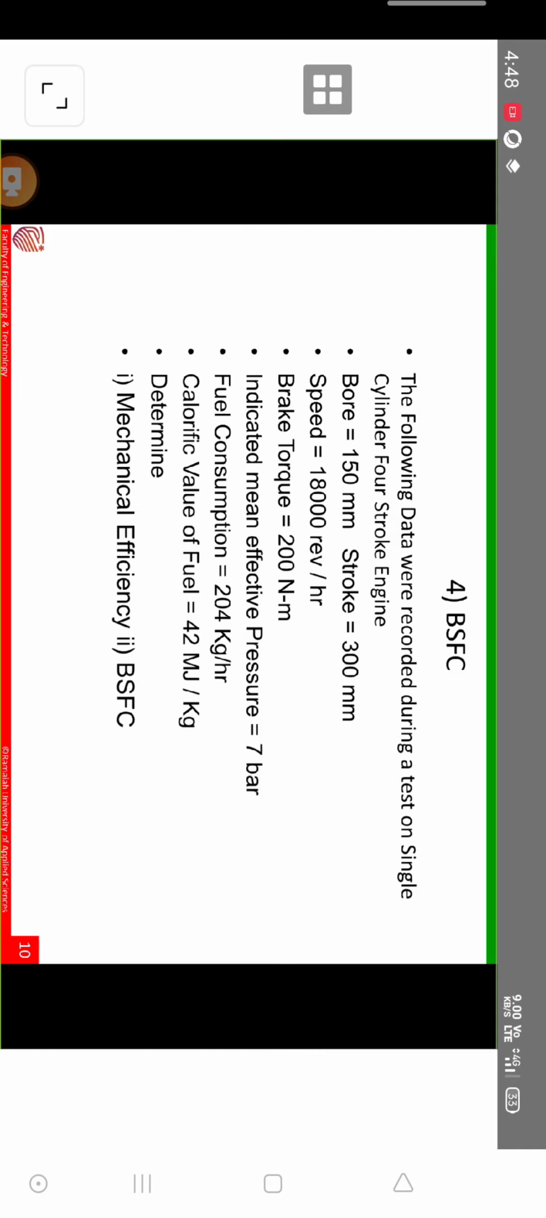Let me tell you, the following data were recorded during a test on a single cylinder 4-stroke engine. The values they have given are bore, that is diameter, 150 mm, and stroke, that is the length, 300 mm, and speed 18,000 revolutions per hour. We need RPM, that is revolutions per minute, so we need to convert this into minutes.